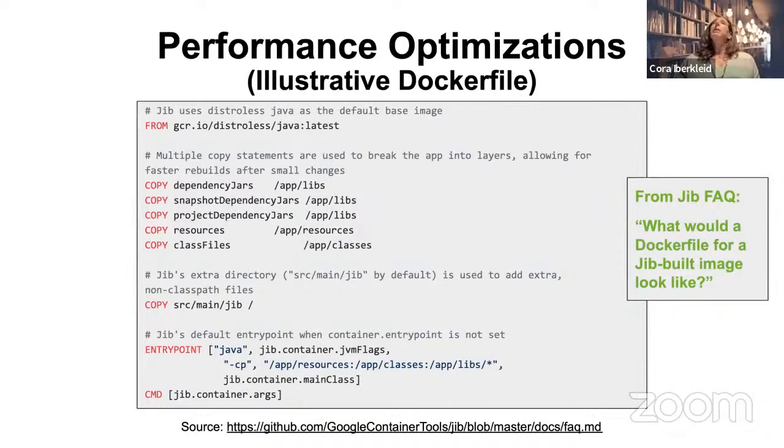But I also mentioned that Jib has some optimizations, right? So you can see, for example, after it builds, so you've built a jar file on your local machine, you've compiled the code on your local machine. What Jib does, which is interesting, is that there's five copy statements, right? First it copies dependency jars. Like, let's say your core Spring Boot files. And then if you're using any snapshots, that's the next layer. And then additional project dependency jars, some resources, and finally your class files. That last one is your actual code as a developer that you're writing.